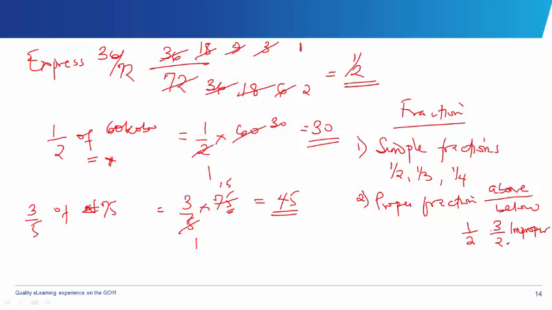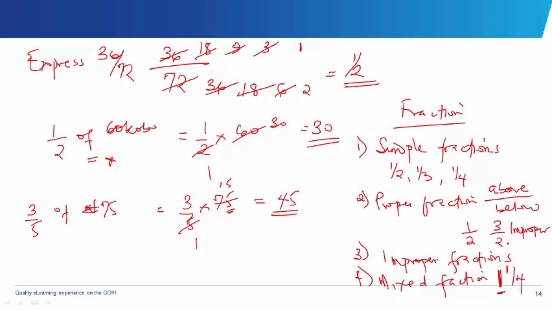This is improper. So that means the third type we'll look at, we'll call improper fractions. Then the fourth type we'll call mixed fractions. Now a mixed fraction is a fraction that has a whole number attached to it. Let's say 1 whole number, 1/4 is a mixed fraction. So this is a whole number and this is a fraction. So we'll call this a mixed fraction.